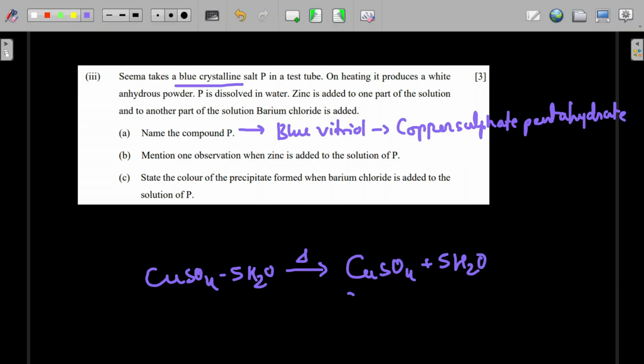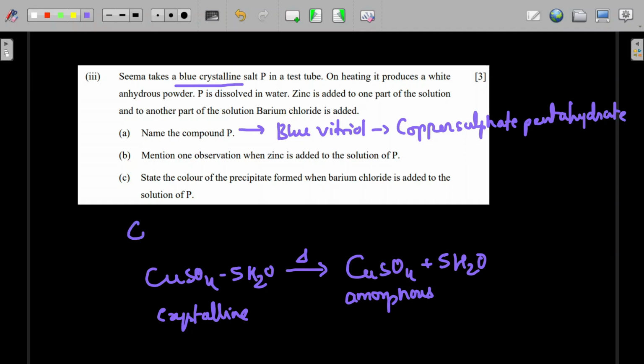So this copper sulfate is amorphous. Amorphous meaning it is not shiny. Crystalline means just like sugar crystals, it has a definite shape and it is shiny. But when you heat it, it loses that water of crystallization and becomes amorphous, just like a powder. Ayona, can you mention one observation when zinc is added to solution P?